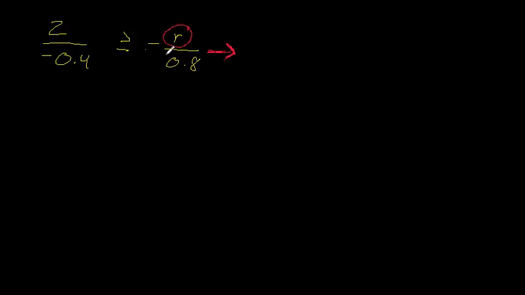Well, the first step is, what is the operation that's happening to r? It's being divided by 0.8. So forget about this negative sign for a second, and let's just look at 0.8. How do you undo division? You do the inverse. We're going to multiply both sides by 0.8, and that's going to undo this division. So write out 0.8 times 2 over negative 0.4.